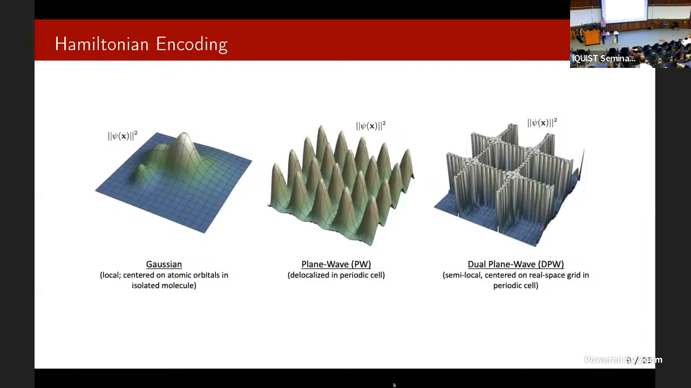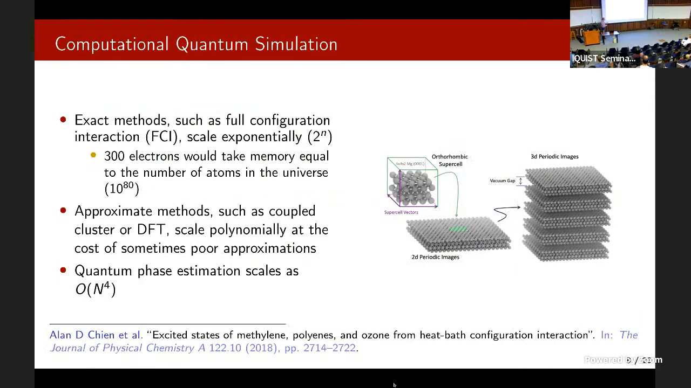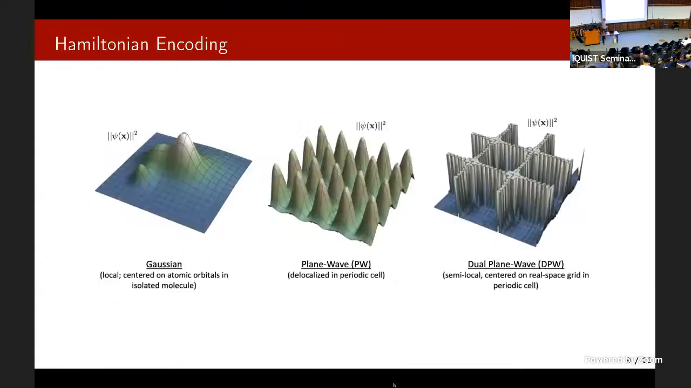But before you put something on a quantum computer, you have to ask exactly what you're putting there. And it turns out there are a lot of ways to encode a Hamiltonian. Starting from here, a bunch of atoms, how do you actually describe the electronic structure on a computational device, whether it's classical or quantum?